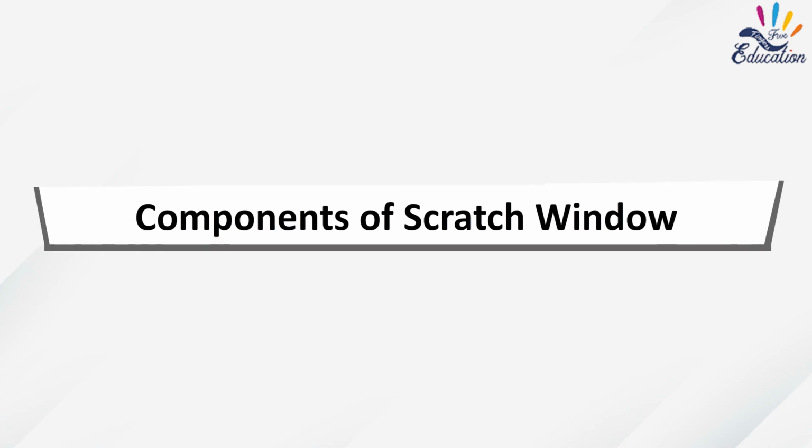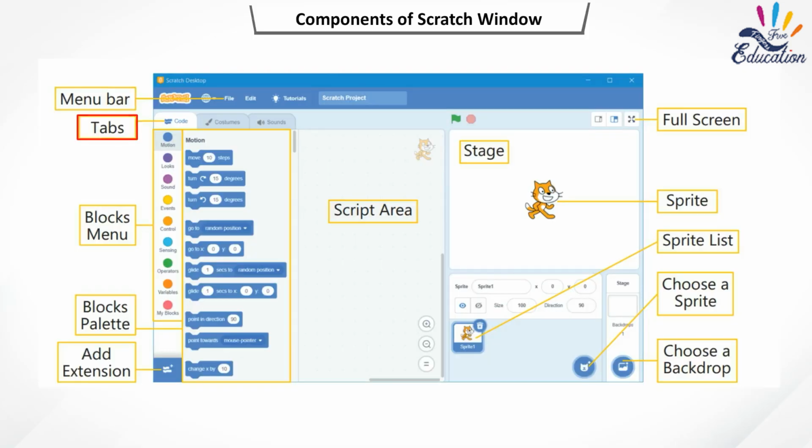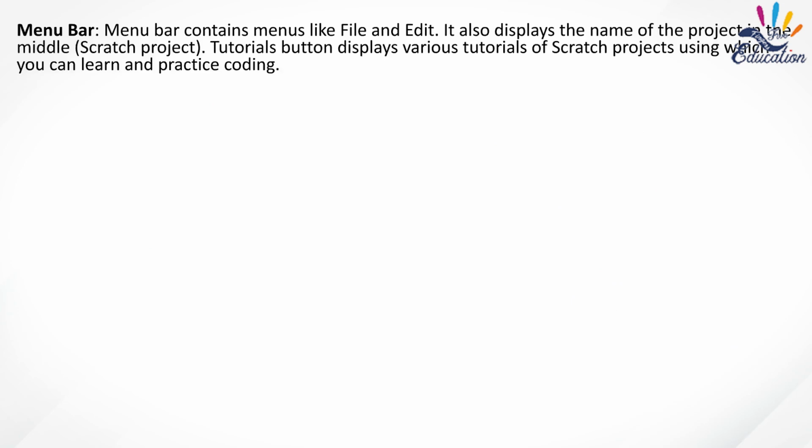Components of Scratch window. Menu bar, tabs, blocks menu, blocks palette, add extension, script area, stage, full screen, sprite, sprite list, choose a sprite, choose a backdrop. Menu bar. Menu bar contains menus like file and edit. It also displays the name of the project in the middle, Scratch project. Tutorials button displays various tutorials of Scratch projects using which you can learn and practice coding.